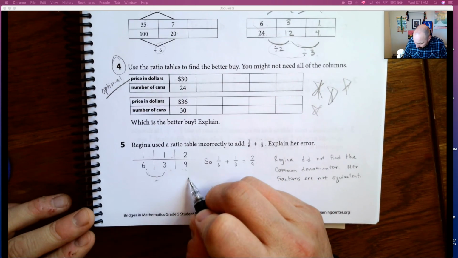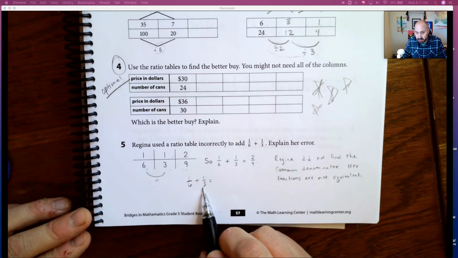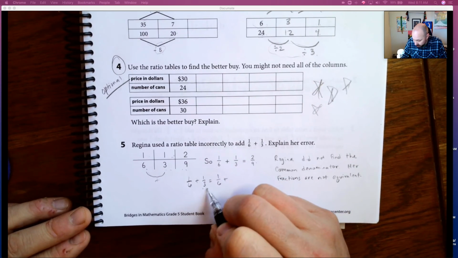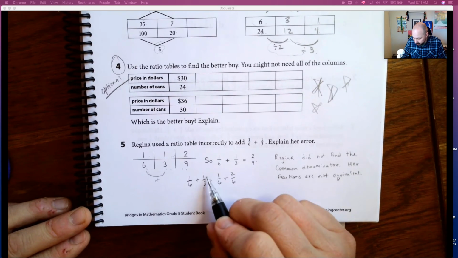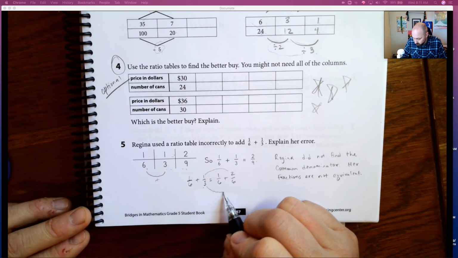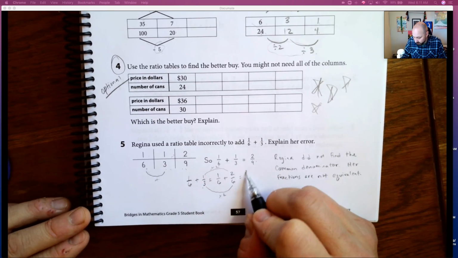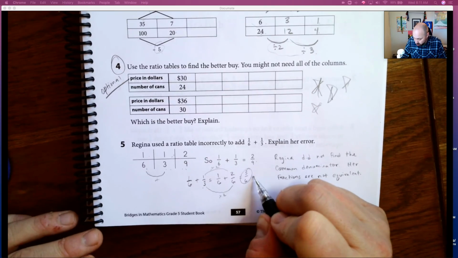So what we do want to do, if we did want to find the actual answer, we would have to change the 1/3 into sixths. So it would be 2/6 plus 1/6. So we're just doubling the 1 and the 3. And the 1/6 can stay the same. So really, the real answer is 3/6 or 1/2.